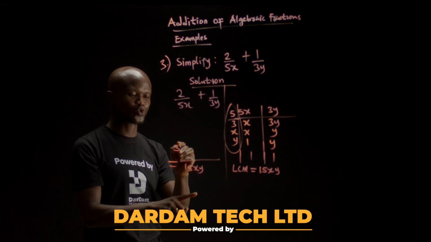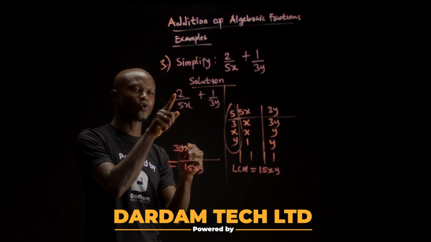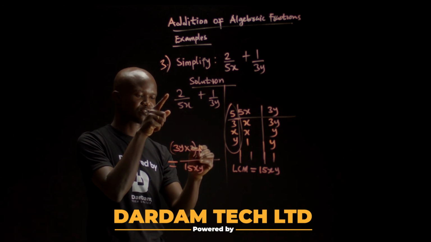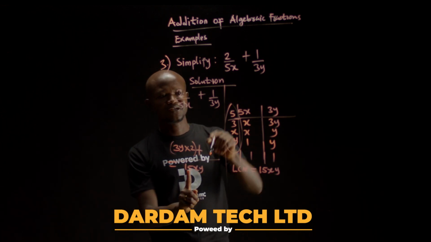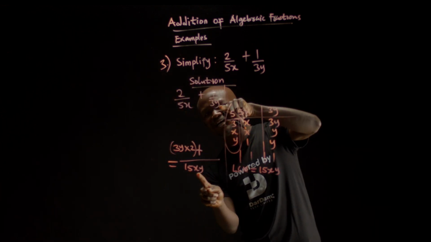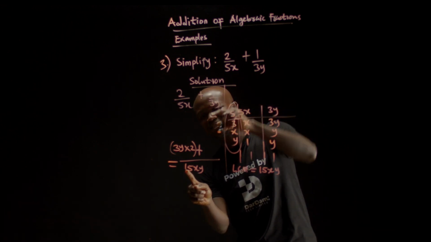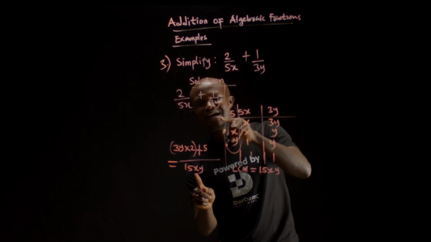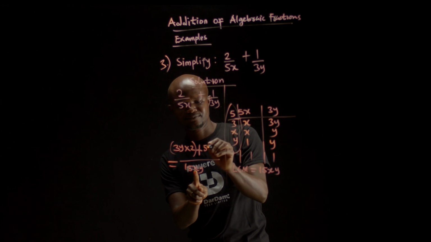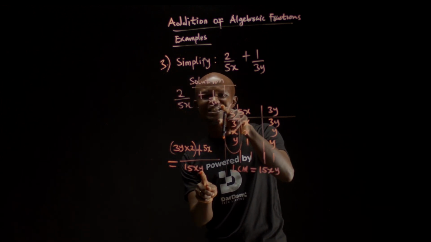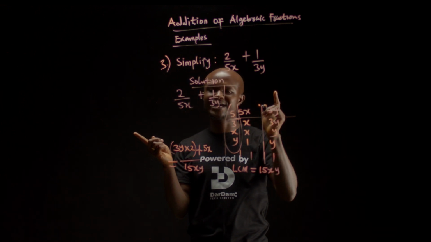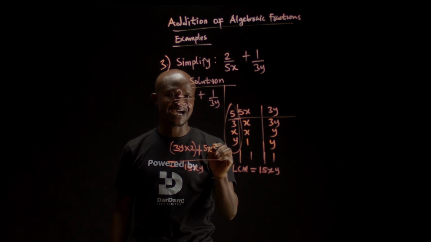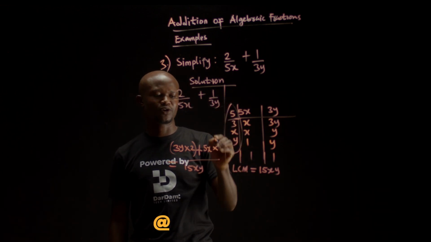We have y left. So we have 3y times, what do we have at the numerator initially? 2. Then plus, what are we having? Now, 15xy divided by 3y. We say 15 divided by 3, what do we have? 5. Now, we have x here. And y divided by y, we don't have y again, because y divided by y gives you 1. So we have 5x times, what do we have at the numerator initially? 1.